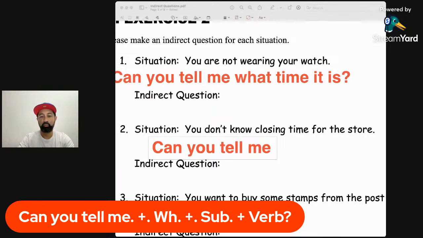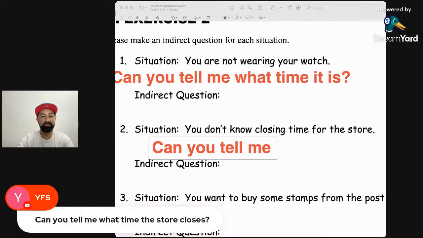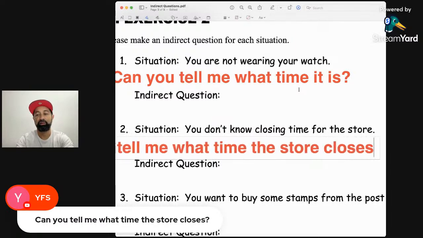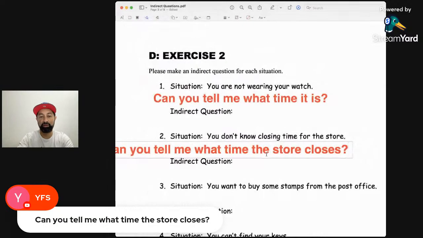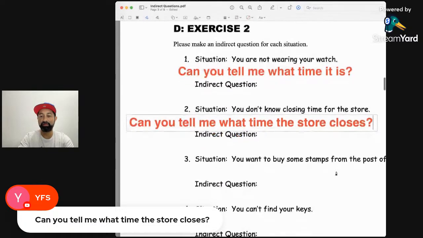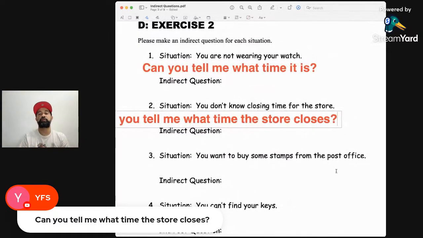All right, YFS with the answer. Can you tell me what time the store closes? Perfect. Excellent job, YFS. Perfect answer. Can you tell me what time the store closes? All right, very good. Let's keep moving. Let's keep practicing these situations.